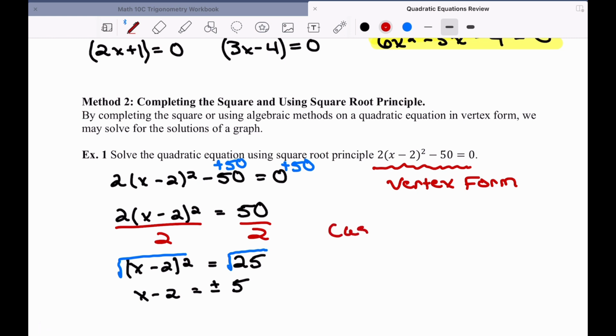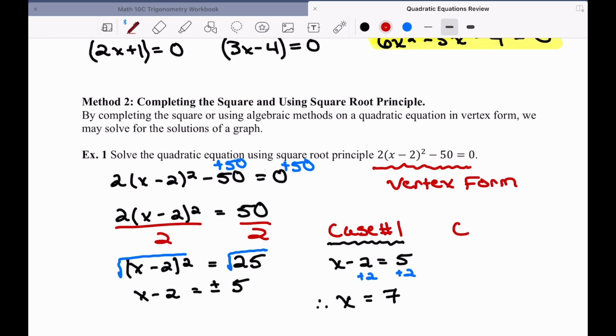Case number 1, we can choose it as either one. We can say this is where x minus 2 is equal to plus 5, or we can set it as x minus 2 is equal to negative 5. I'm going to set it as x minus 2 is equal to 5 as case 1. And if we want x alone, we would add the 2 over. Thus, our one solution for this is x is equal to 7, because 5 plus 2 is equal to 7.